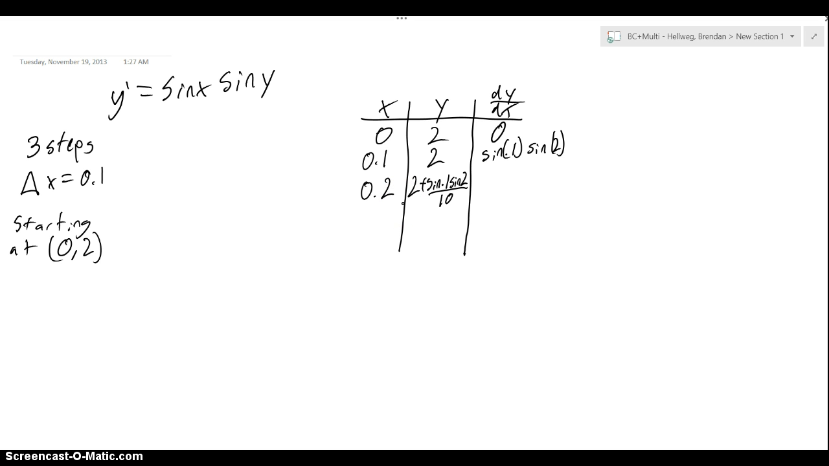And we can now calculate the slope, and we'll find that the slope is sine of 0.2 times sine, and this is going to look ugly, but sine of 2 plus sine of 0.1 sine 2. This is one place where it's very easy to mess up just by looking at this wrong, all over 10.